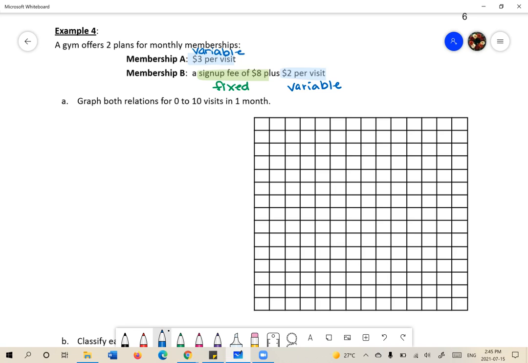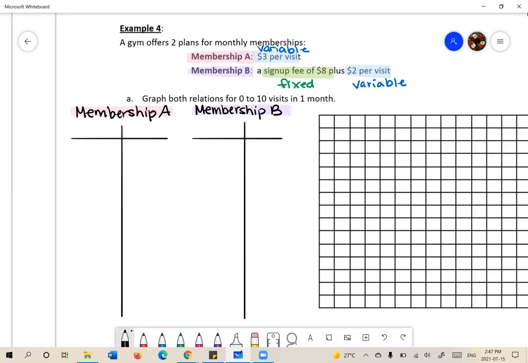Graph both relations for 0 to 10 visits in 1 month. When creating a table of values, I need an independent and dependent variable. So we're comparing the relationship between number of visits and how much it's going to cost. Of course, the more that you go to the gym, the more it's going to cost you. So, your number of visits per month is your independent variable, and the total cost for the month is your dependent variable.